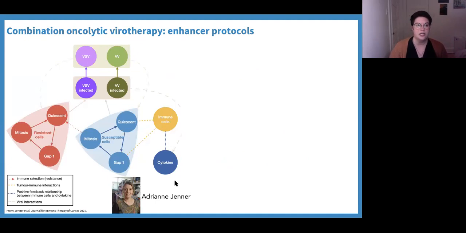And so this was work that was ongoing with my former postdoc, Adrian Jenner, who's now at the Queensland University of Technology. And what it was is a normal in-host model that Jane talked about, where you have susceptible cells that are susceptible to immune pressure, cancer cells that are resistant to immune pressure, and infection by two different viral strains, the vaccinia oncolytic virus and the VSV oncolytic virus.